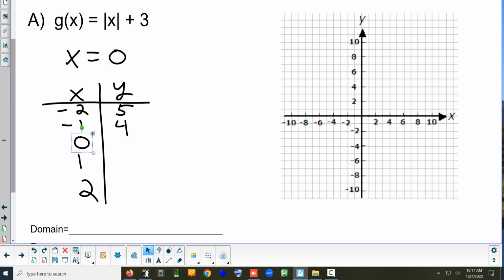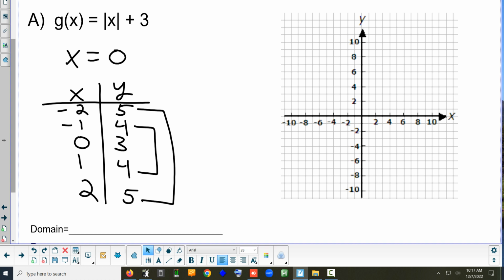0. Okay. What's the absolute value of 0? 0, and then add 3 and you get 3. Yep. Let's do 1. What's the absolute value of 1? 1, and then plus 3? 4. And now 2. What's the absolute value of 2? Plus 3? 5. And there's that pattern I talked about before, where these two numbers match and those two numbers match. If you follow the method that I'm giving you, that will always happen.